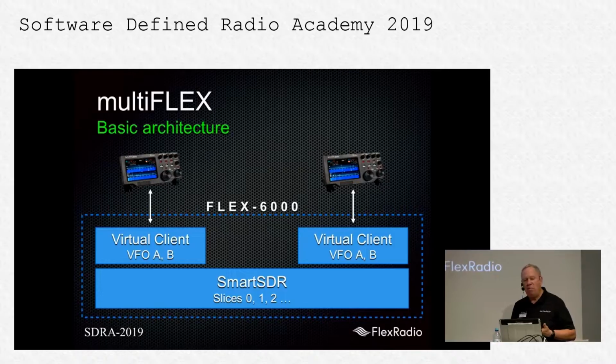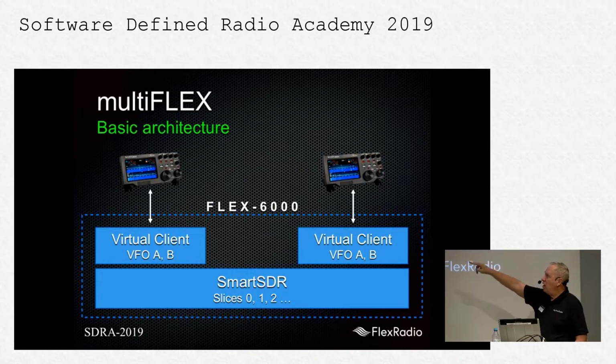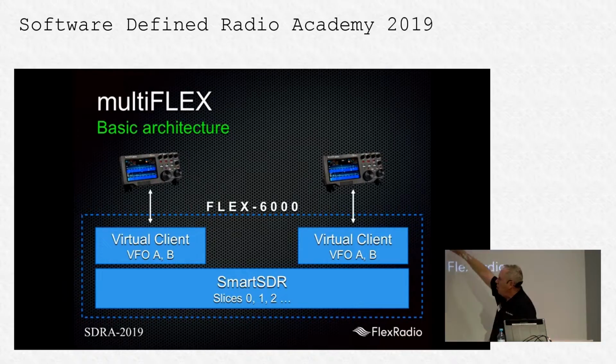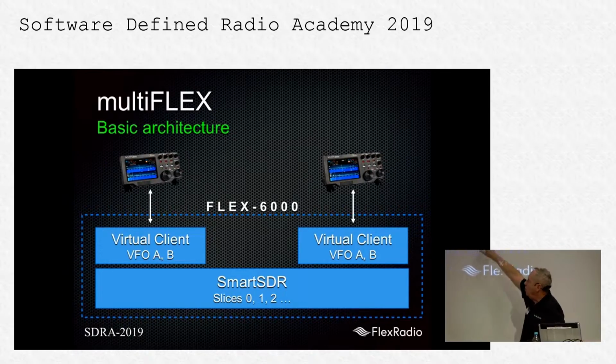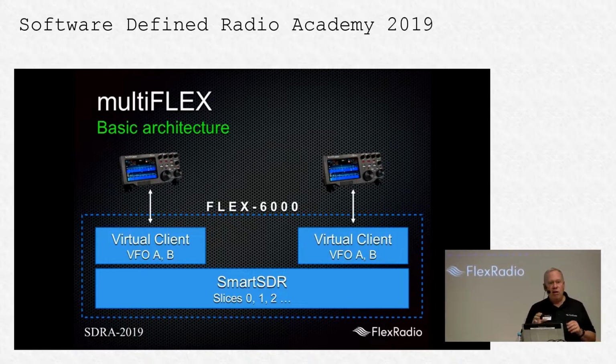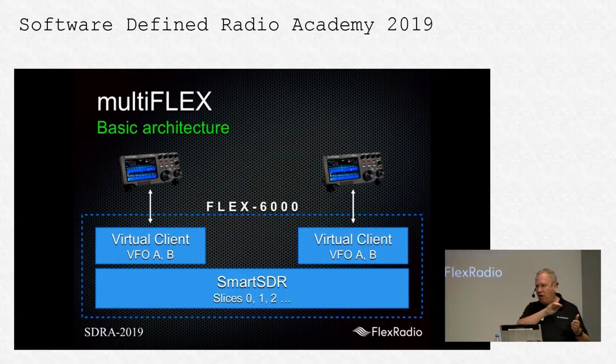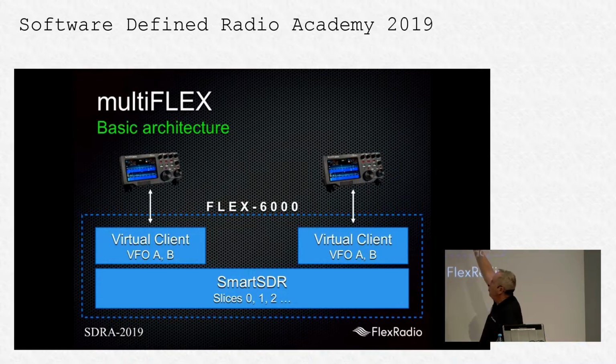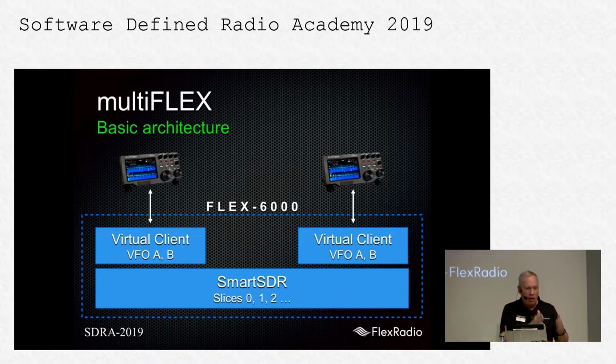So here's just the very basic architecture. You have 2 clients connecting to SmartSDR, which is the radio here. The radio is this bottom layer, and we are virtualizing the radio. So we are taking the radio as a virtual machine. It is a server. We are virtualizing the radio, and we are expressing this through client software so that the client thinks they own a VFO A and B on each client.